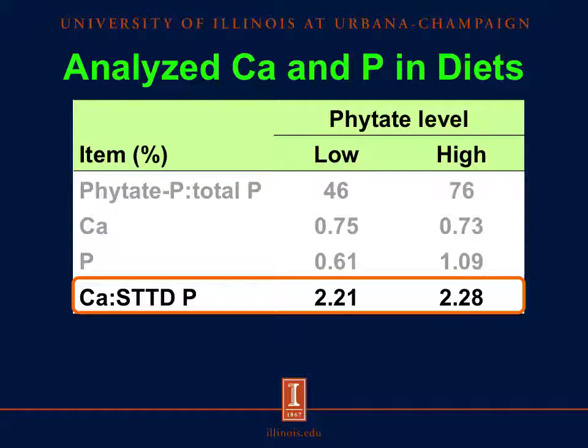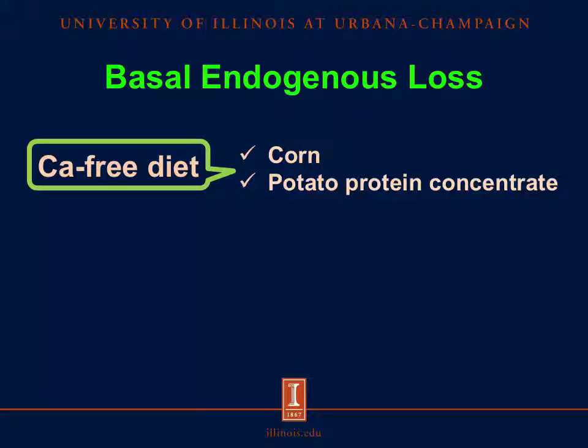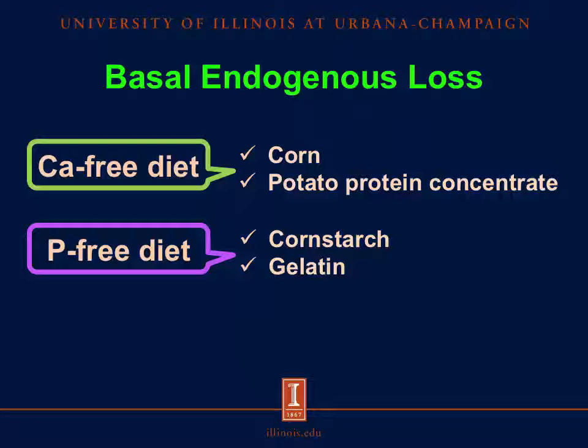The calcium to calculated STTD phosphorus ratio was similar between the two diets, and these values were also close to the NRC recommendation value. Two additional diets were formulated to measure the basal endogenous losses of calcium and phosphorus. The calcium-free diet was formulated based on corn and potato protein concentrate, and the phosphorus-free diet contained cornstarch and gelatin.